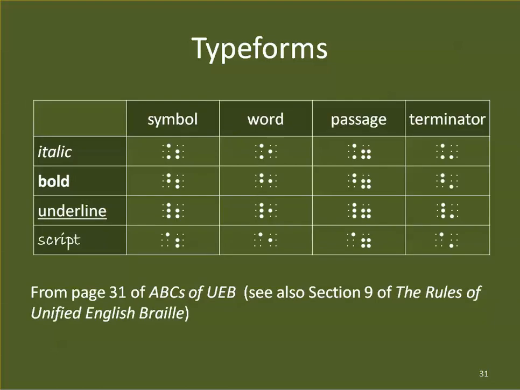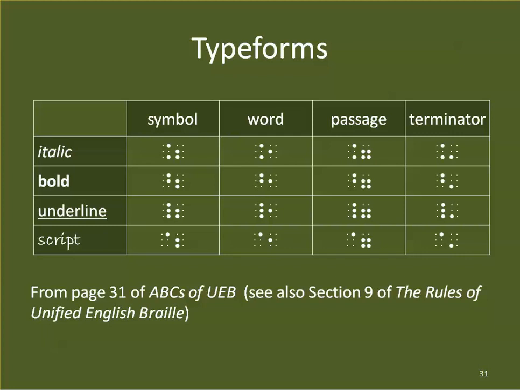And there's a nice little chart in the ABCs of UEB book by Constance Risdon. It's on page 31. And I like this chart a lot better than section 9 of the rules of Unified English Braille, because the rules of UEB just list all 16 symbols, and it looks very intimidating, whereas this chart lays it out much better. So you'll notice that going across the top row for italics, the prefix is dots 4-6, and then we show the extent of it going across.